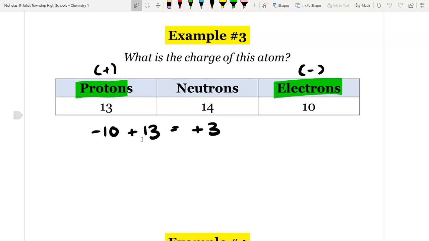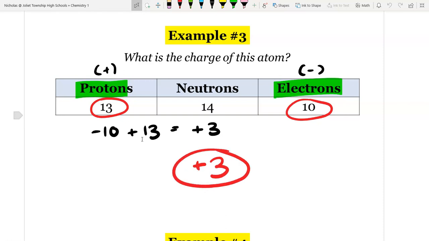Another way to look at it, again, is to just kind of compare the two. So there are 3 more protons than there are electrons. So because there's more protons than electrons, the positive charge would win. And I end up with an overall net charge of positive 3.